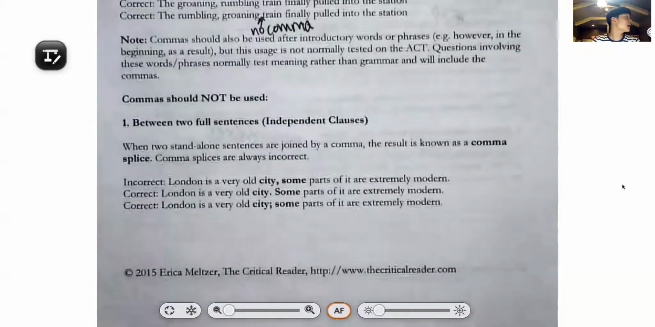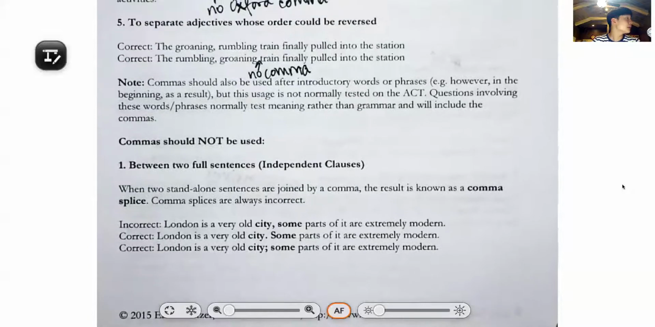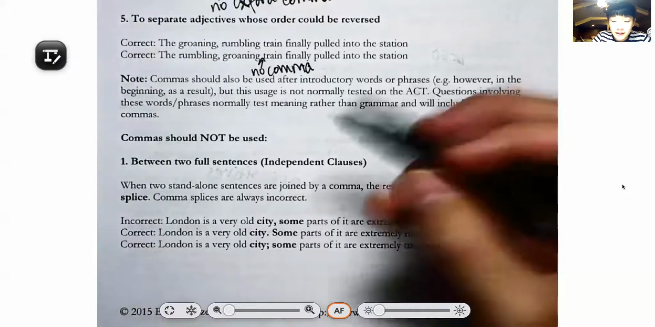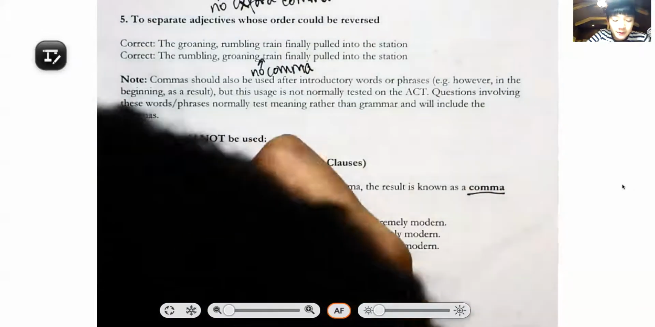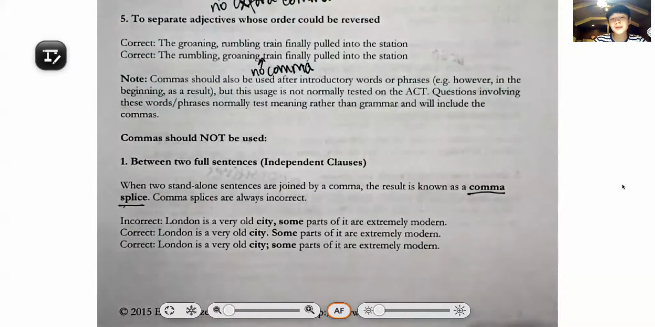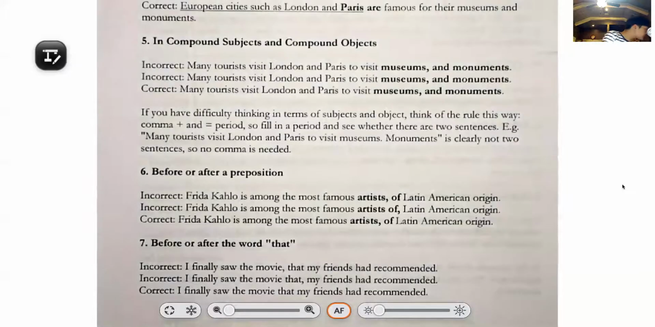Now, places where commas should not be used. Where are these places? So, between two full sentences. London is a very old city. Some of its parts are extremely modern. This is called a comma splice, right? And it's wrong because you cannot use it between two independent clauses without a FANBOYS conjunction. And we talked about that earlier. And notice I'm going pretty fast through this. I just want to get through it so that we don't spend hours here, because this is a long list of grammar rules.